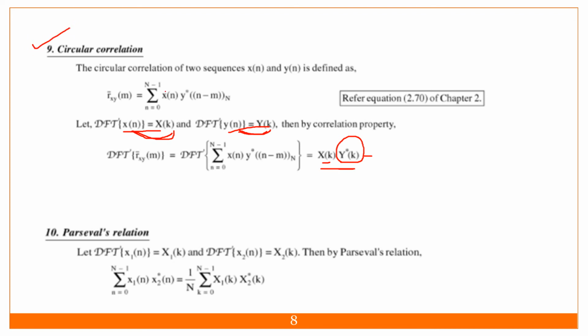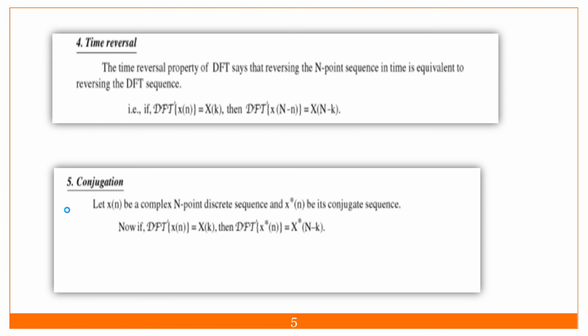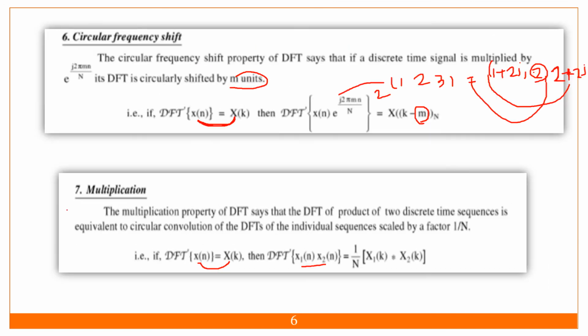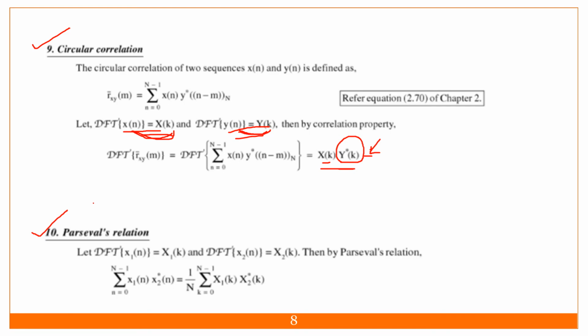Okay, are you getting what you have to do? Take the first sequence DFT, take the second sequence DFT, take its complex conjugate, and multiply. Then the final property is Parseval's relation, a very important property. In the exam, the examiner takes advantage of students' patience. Normally students know the properties up to 4 or 5, but they are lazy to learn the last properties, and they will ask about the last properties.